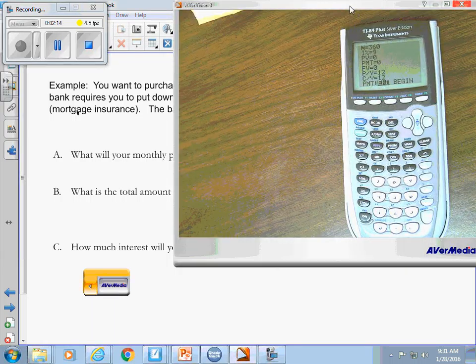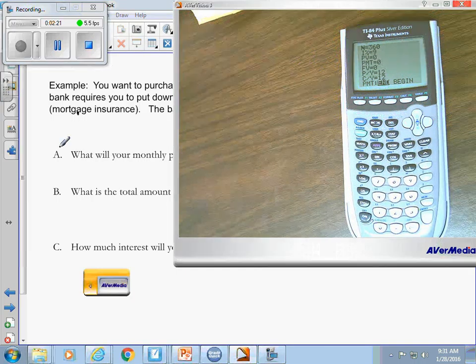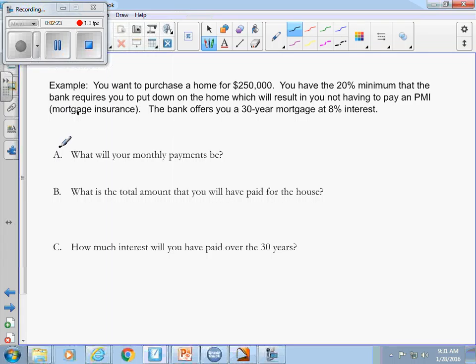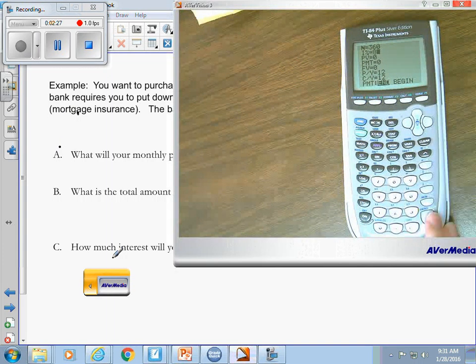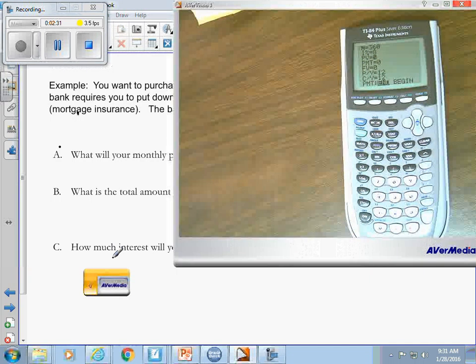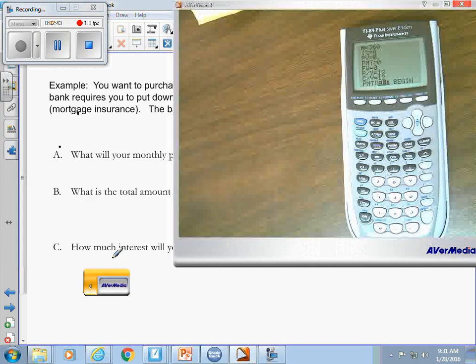So what was this one, 8%? Is that what it was? Let's look. Yes. So I'm going to type an 8. Very different from the formula. Remember, I in the formula is 0.08 divided by 12. So be careful about that. This is a different I than in the formula here. It's just 8. The present value is the amount of the loan. It's how much the loan is right now. So $200,000.